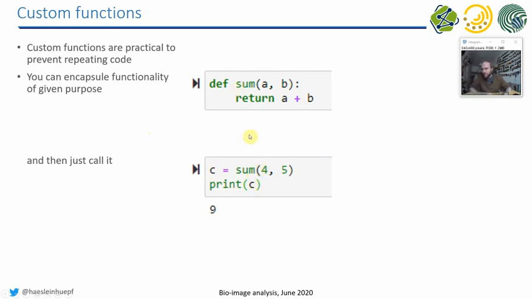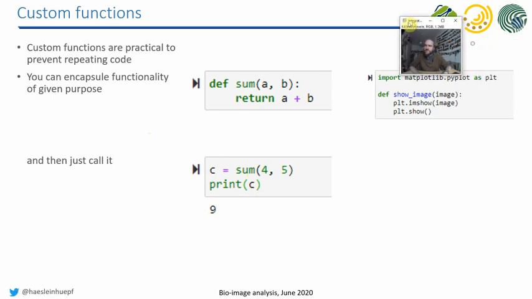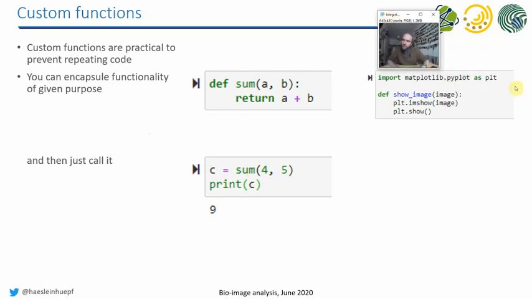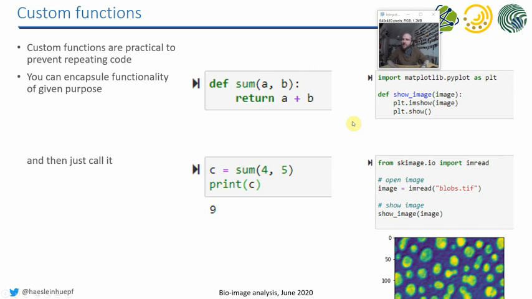So in case of a sum, it may be super trivial, but it might be more helpful, for example, if you want to use a function which shows an image. So we will do image processing in Python today, actually on the coming slides. You will realize that again and again you have to call two functions for showing an image. So maybe you want to combine these two functions, the imShow and the show function, in a show image function you define for yourself. And then at whatever part in your code, you can just call this function for showing an image. So this is what we will do next.